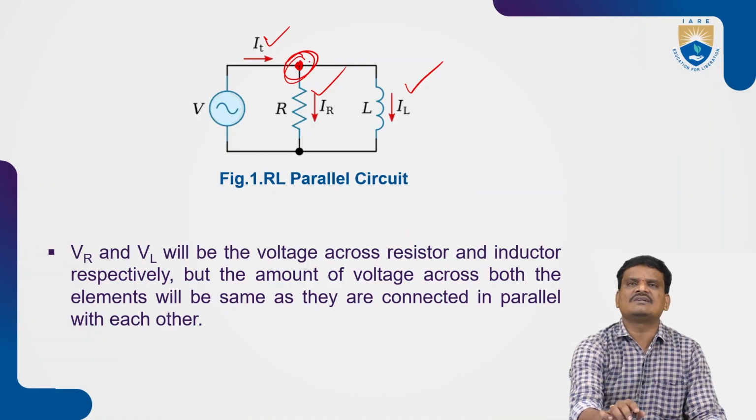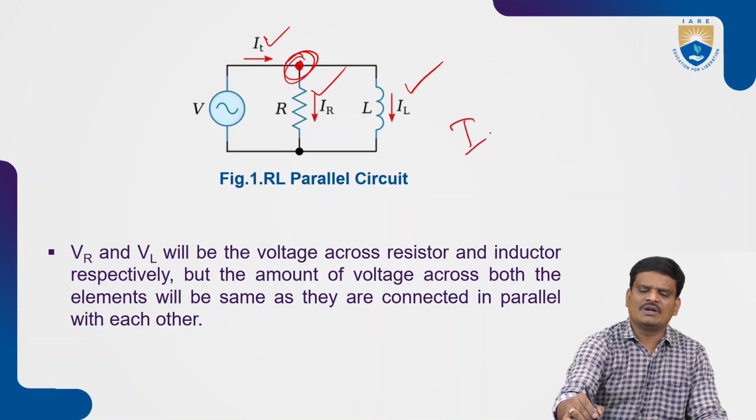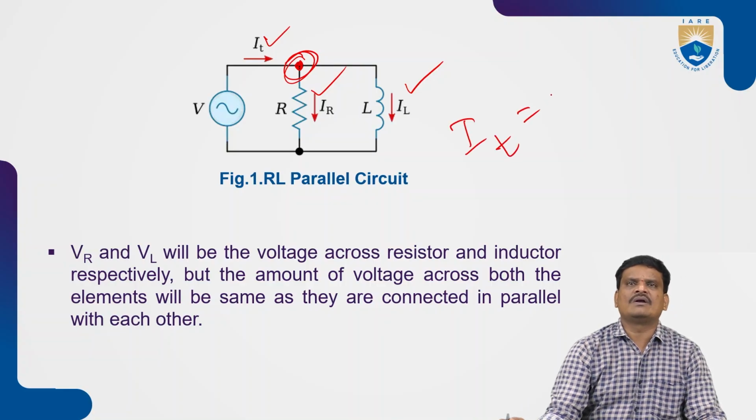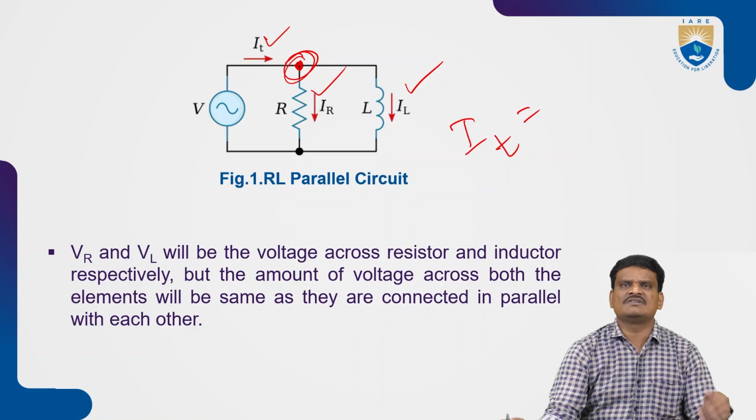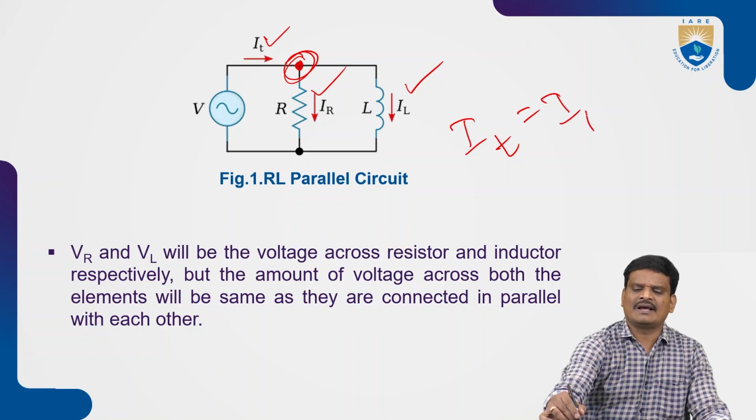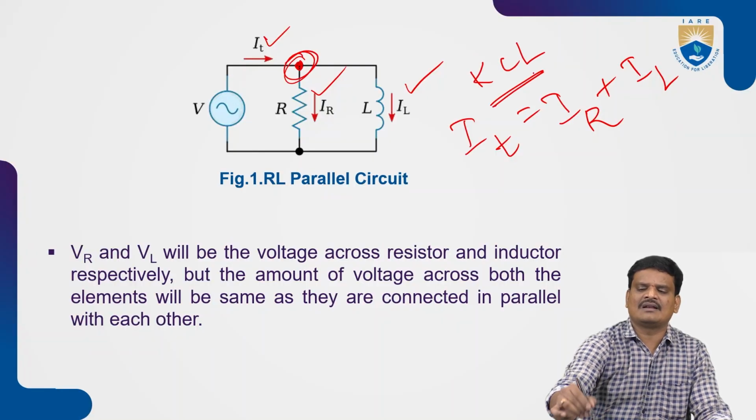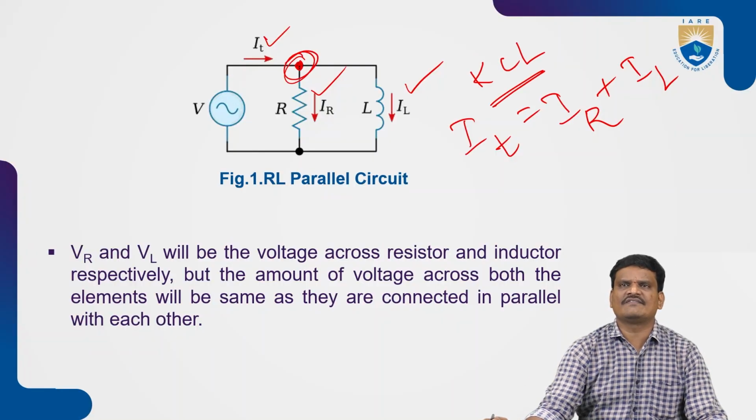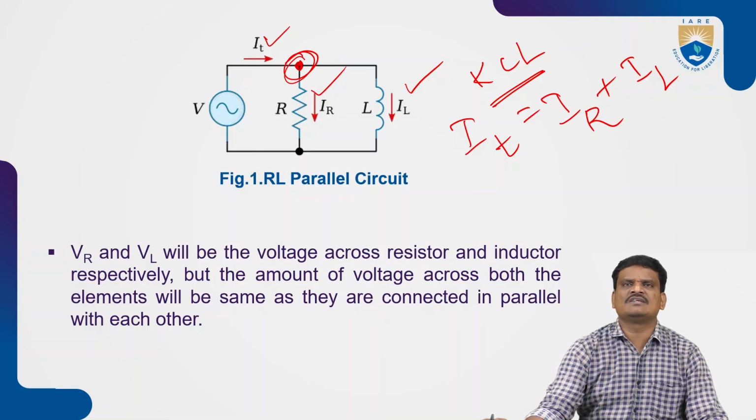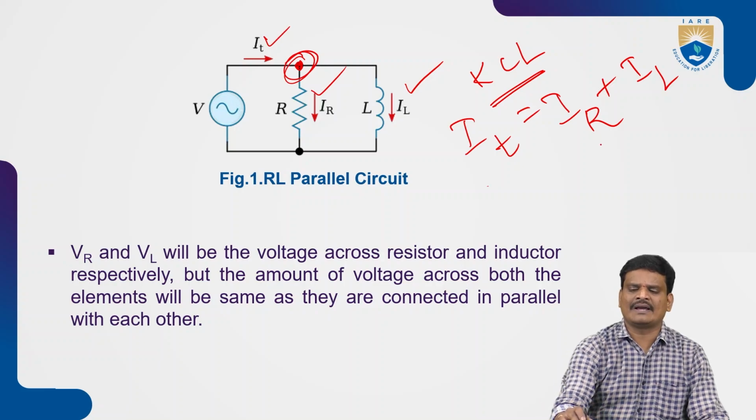What is the number of currents entering that node? Only one current, that is IT. And what are the currents leaving the same node? One is IR and another is IL. So by using KCL, that is Kirchhoff's current law, the sum of the currents entering a node should always be equal to the sum of the currents leaving the same node. So IT equals IR plus IL.